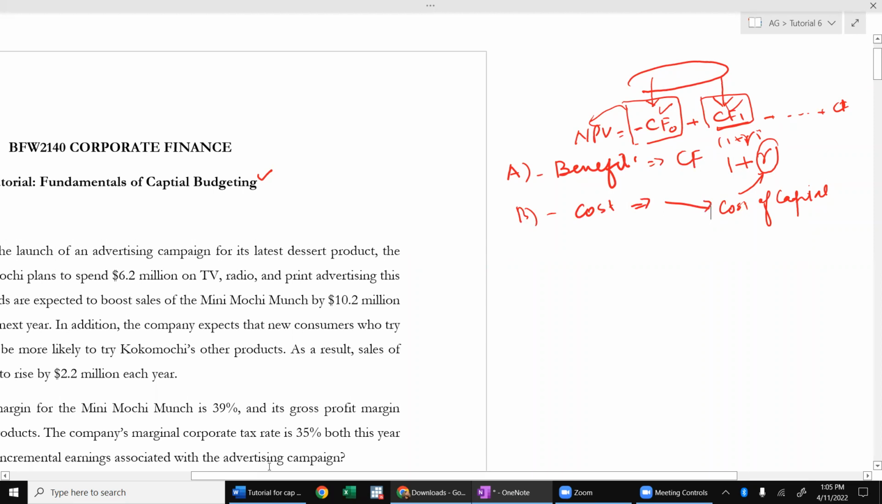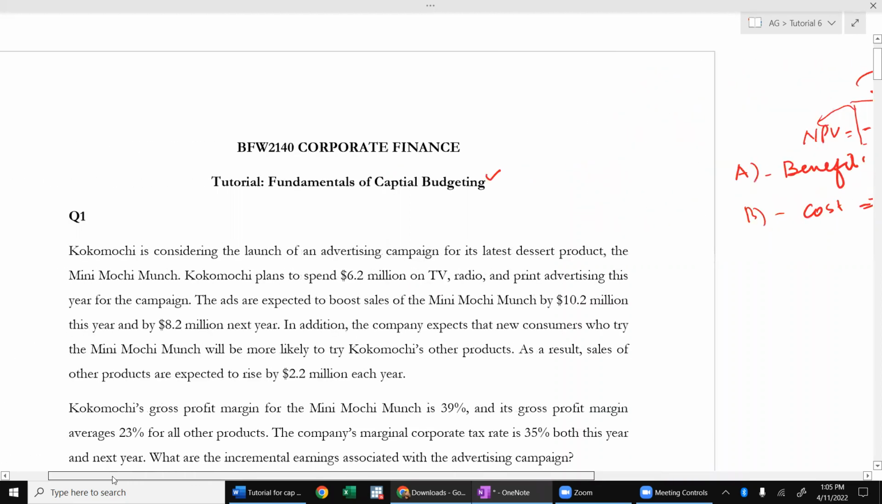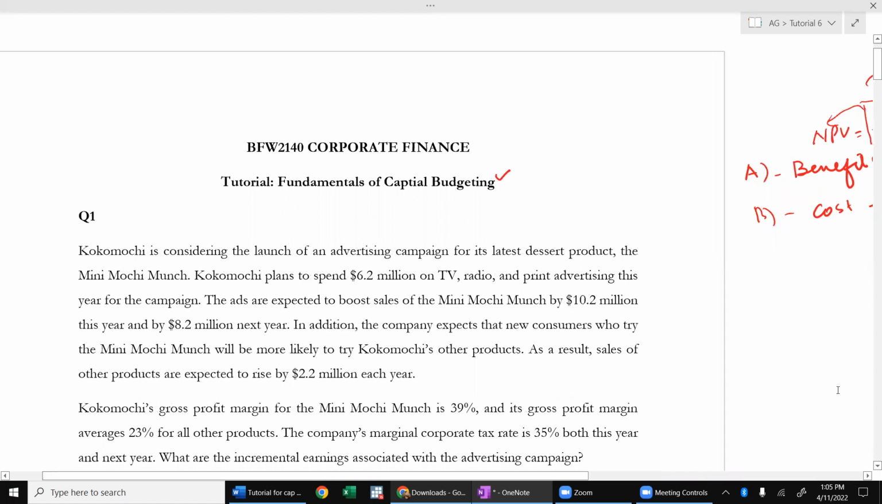Okay, so let's look at the first question. Coco Mochi is considering the launch of an advertising campaign for its latest dessert product, the Mini Mochi Munch. The company plans to spend 6.2 million on TV, radio, and print advertising this year for the campaign. So it means that this 6.2 million is an advertisement expense.